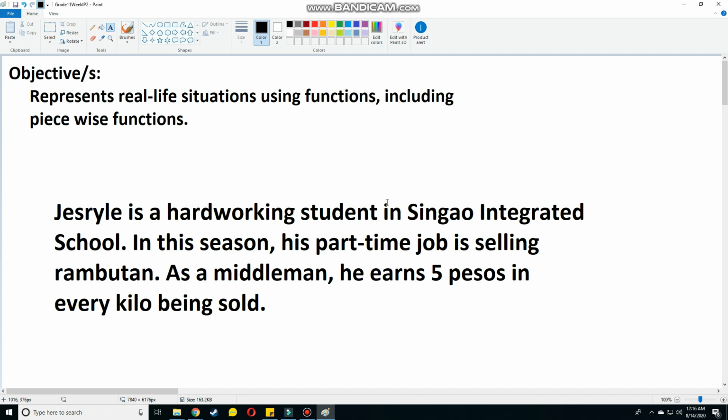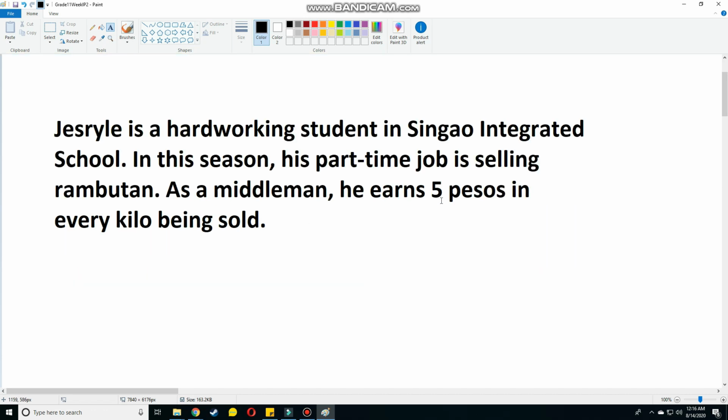Okay, now our worded problem, let's read it. Jasril is a hard-working student in Singao Integrated School. In this season, his part-time job is selling rambutan. As a middleman, he earns 5 pesos in every kilo being sold. Okay, now this is an example of a real-life situation wherein function is being applied.